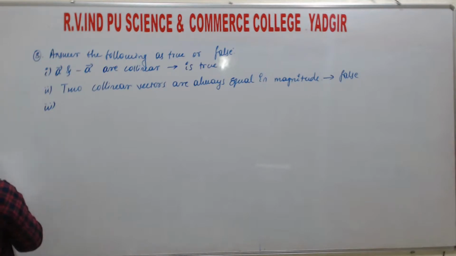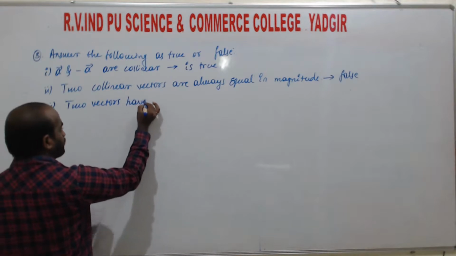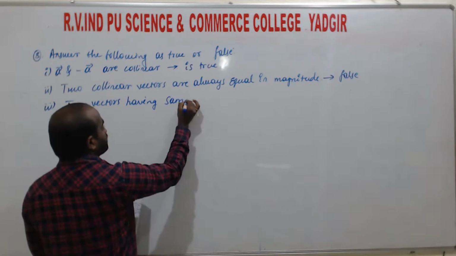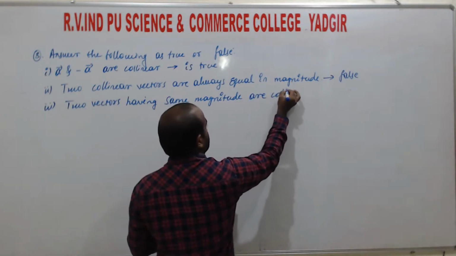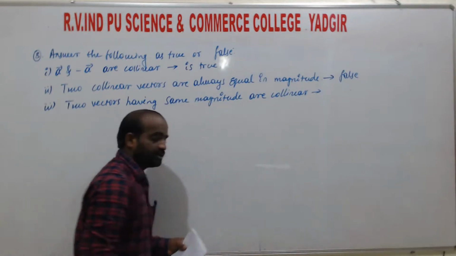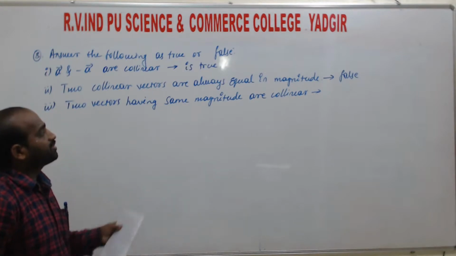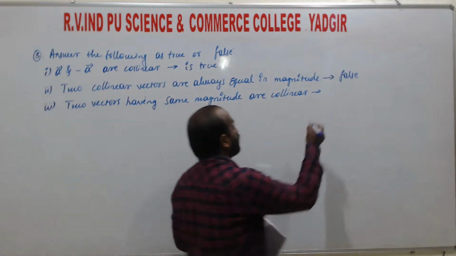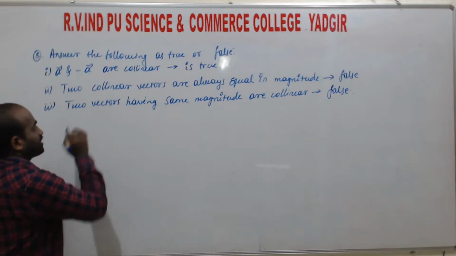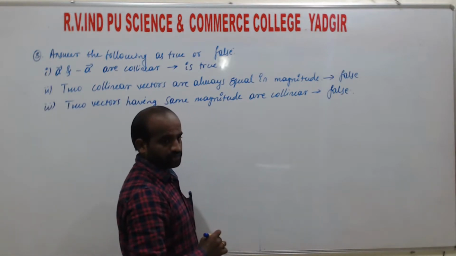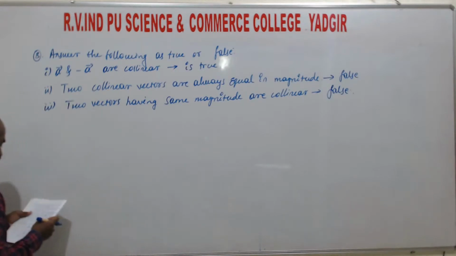Third one. Two vectors having the same magnitude are collinear. It is not necessary for two vectors having the same magnitude to be collinear. Collinear means parallel to the same line. This is also false. Okay, that was the third one, now the fourth, the last.